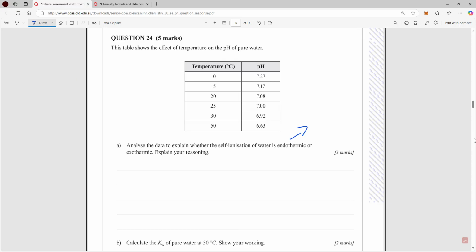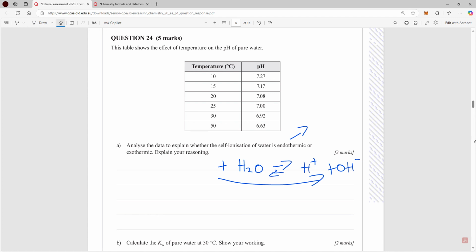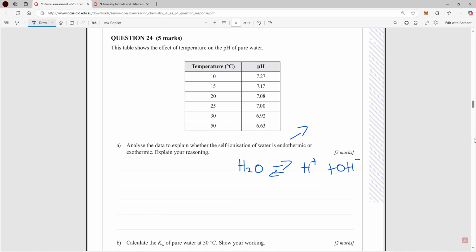So endothermic means it needs energy to happen. So you have pretty much, well, let's draw an equation for this. So we have H2O, which breaks down into H plus and OH minus. Now if it's endothermic, you need energy, so heat, to cause it to go forward. If it's exothermic, you get energy as a product. So energy would be on this side of the equation. Okay, that's the difference between these two terms.